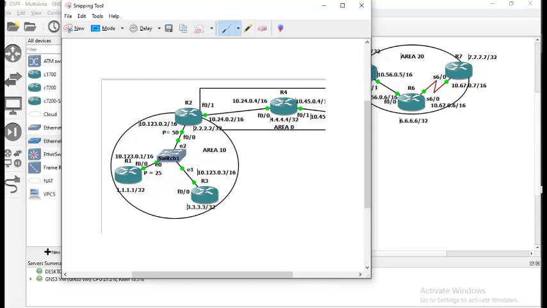Initially, we planned very well and we started configuring on R2. So R2 was DR, this was BDR, and this was DR other. One word I want to say: there is no preemption. The DR-BDR election is non-preemptive.